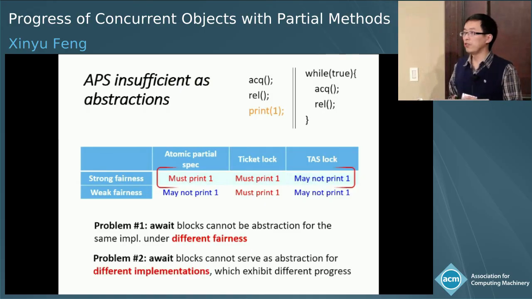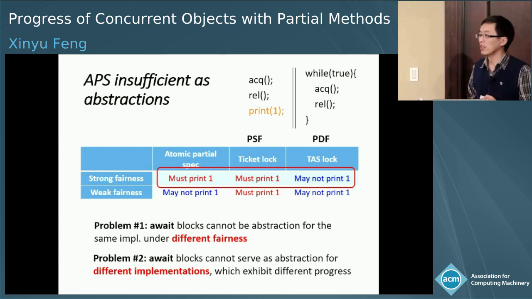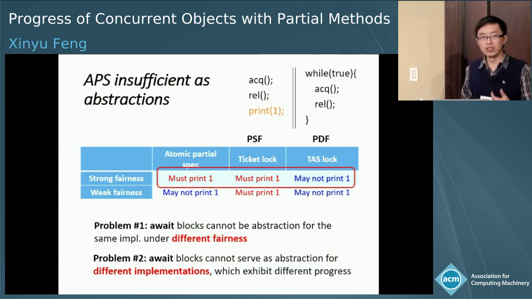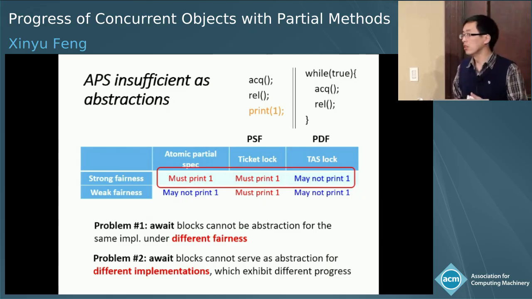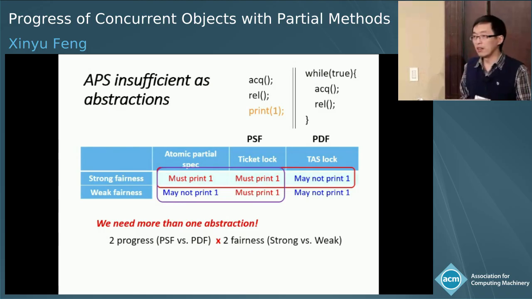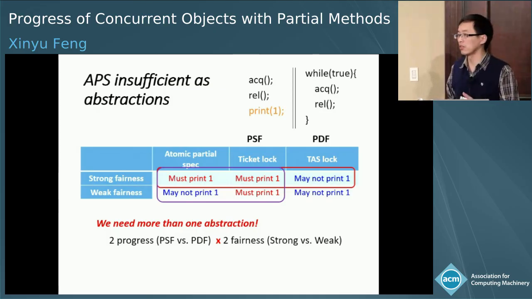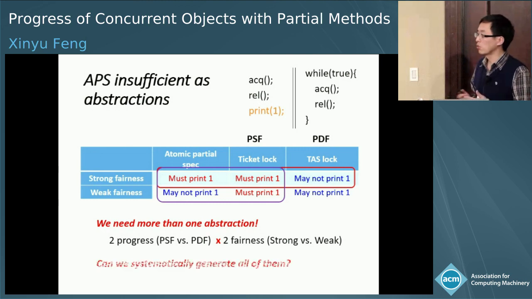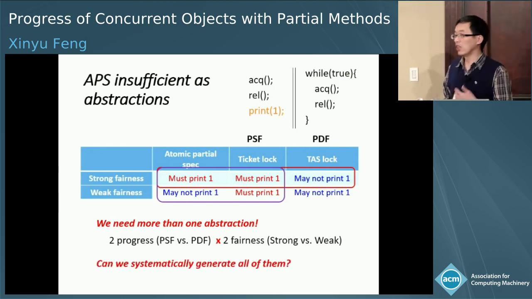Okay, and even if we just look at the same fairness, remember we have 2 different progress properties here. We have PSF and PDF. They have different behaviors, which means we can't use the same await block for these 2 different progress properties. So if we summarize the problem here, we have 2 different progress properties and different fairness, which means that we may need as many as 4 different abstractions. This sounds pretty scary because we probably don't want to design each individual abstraction for each setting. Now the question is, can we systematically generate all of them?